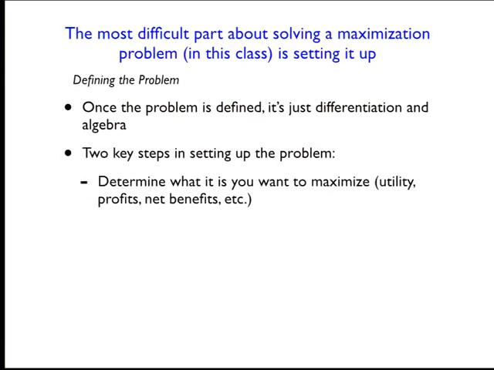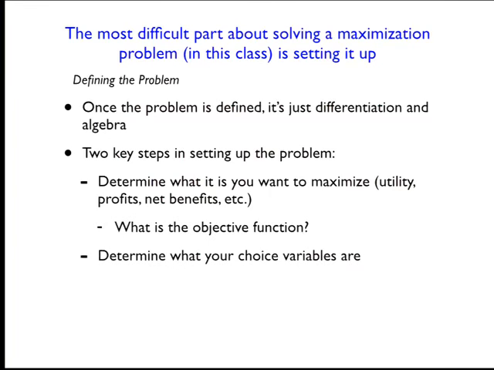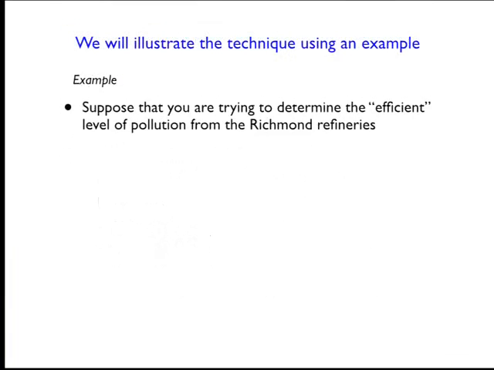So there are two key steps in setting up the problem. First, you want to determine what it is that you want to maximize. In some cases, it's going to be utility, if you're thinking about consumers; profits, if you're thinking about firms; net benefits, if you're thinking about a social planner. That's really answering the question of what is the objective function here. And then the second thing is determining what your choice variables are. So what you want to think about is what you are maximizing with respect to. I'm going to illustrate the technique using an example that we've seen before in the class.